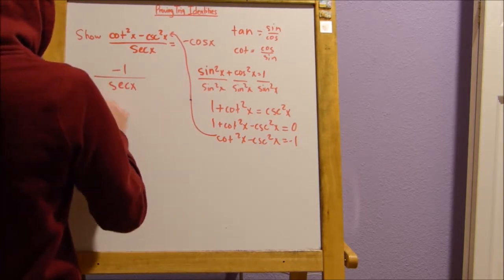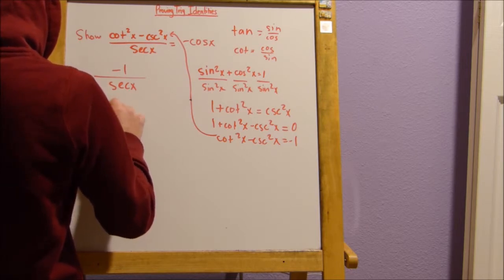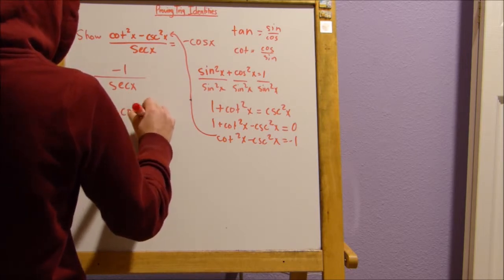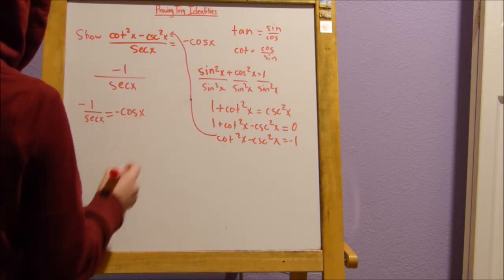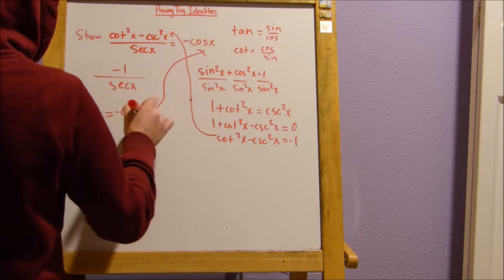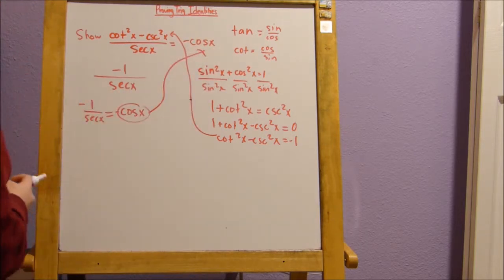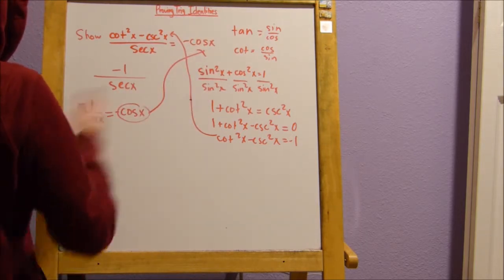Now, 1 over secant x should equal cosine x, right? But here we have this negative. So once we put in that negative, this becomes negative cosine x, and we'll see that this matches up with what we were supposed to show that it could become.